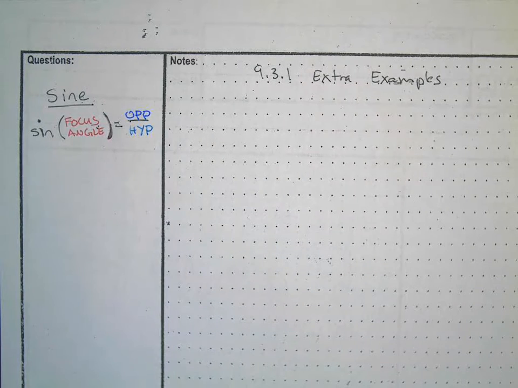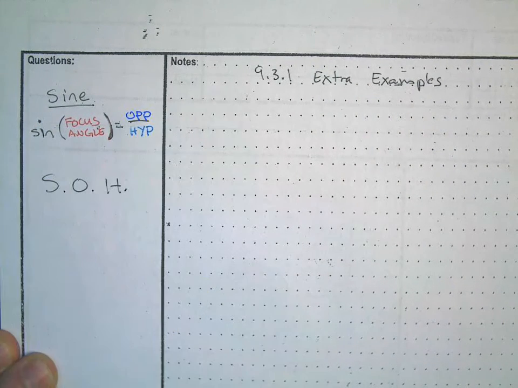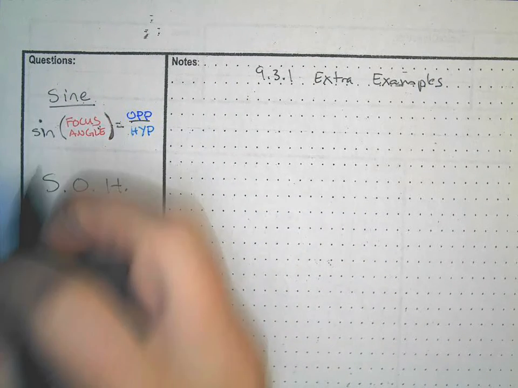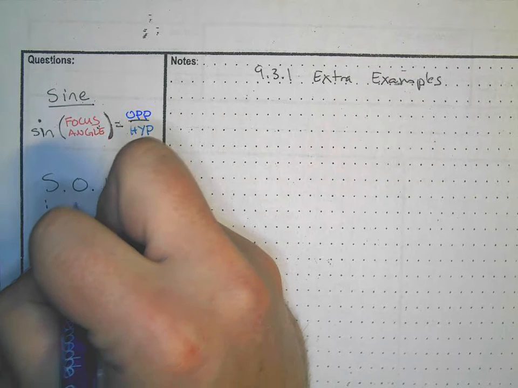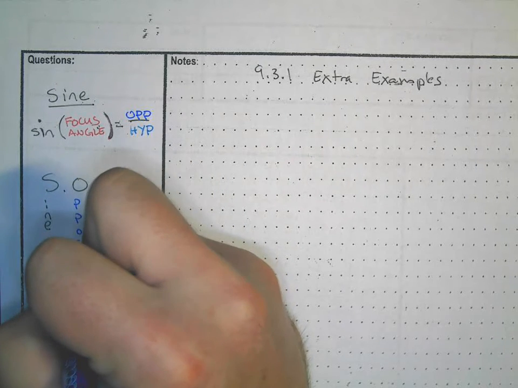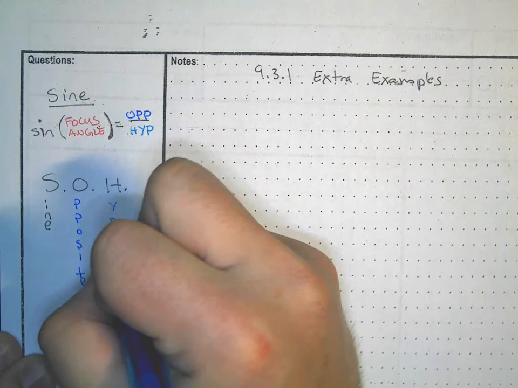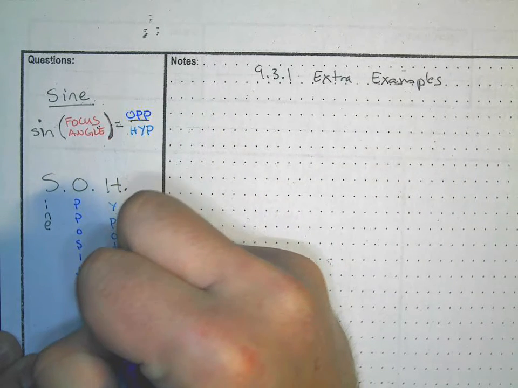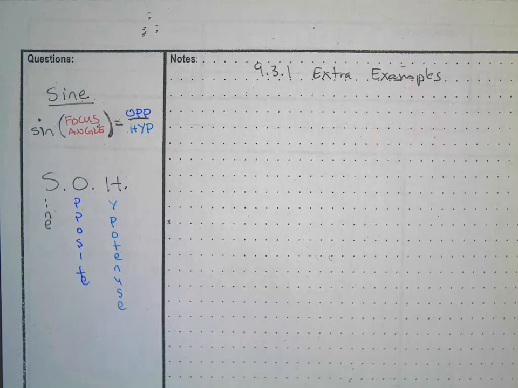We have a little acronym that helps us remember this. It's called SOH, like this, where this is our sine, this is the opposite part, and this is hypotenuse. So this helps me remember that sine is opposite over hypotenuse. And we'll get into other ones that use different combinations of these. So let's do some examples.